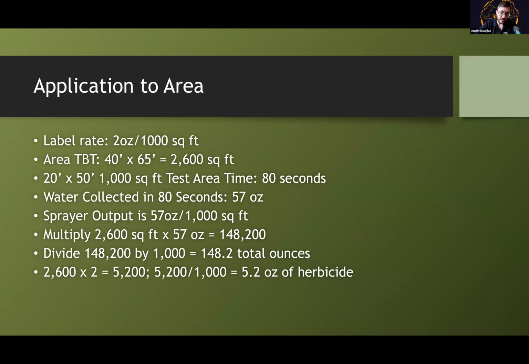So for 2,600 square feet, multiply by 2, comes out to 5,200. 5,200 divided by 1,000 comes out to 5.2 ounces of herbicide. This seems more like a turf application than an ornamental application, doesn't it? But this was in this chapter, so we're just going over it.